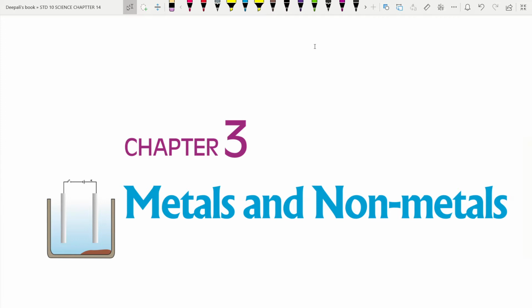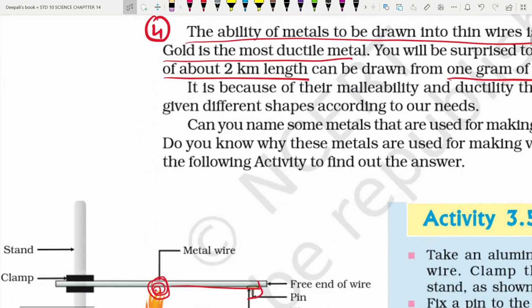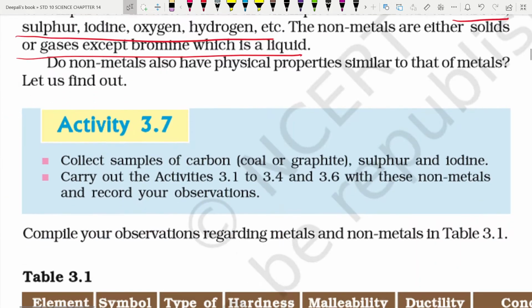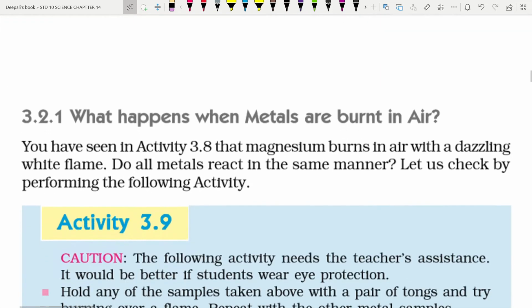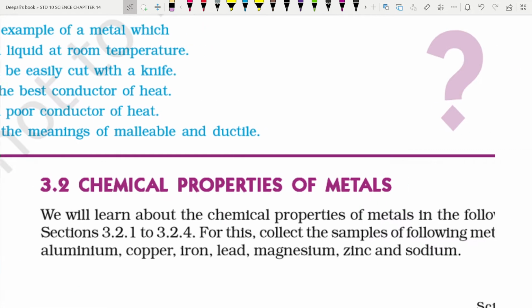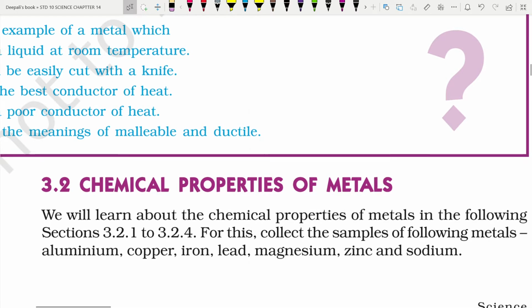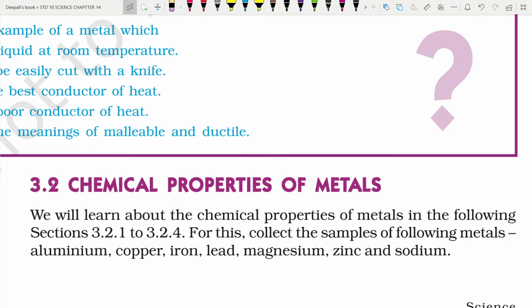Chapter 3, Metals and Non-Metals. In this second session of this chapter, we are going to study about the chemical properties of metals and non-metals. We have learned about the chemical properties of metals in the following section 3.2.1 to 3.2.4. For this, collect the samples of following metals: aluminum, copper, iron, lead, magnesium, zinc, and sodium.